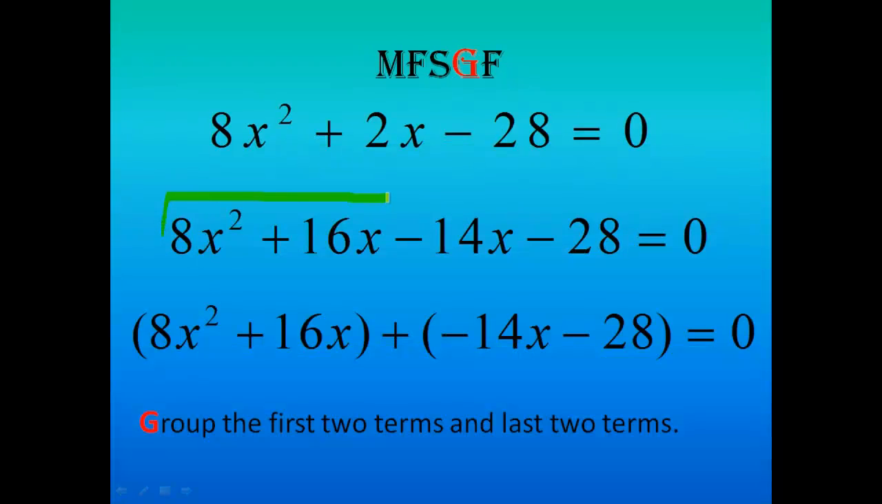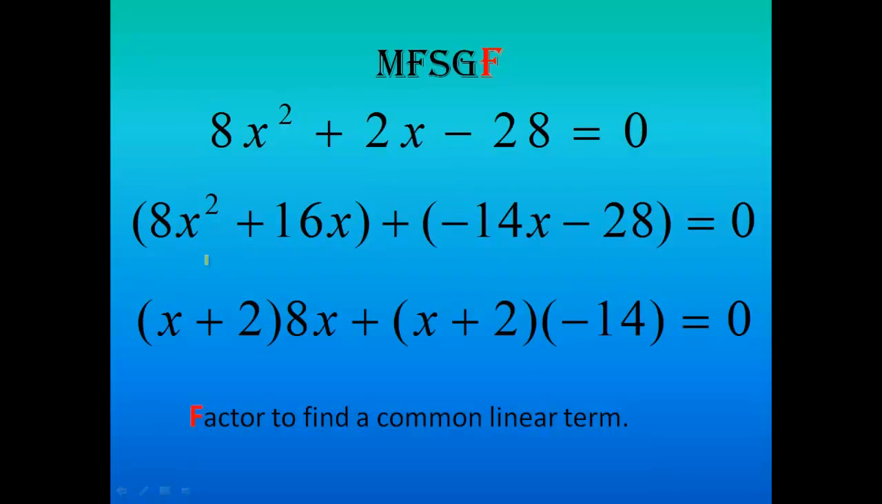I'm going to group these first two, and we're going to group these last two in this form. See, I've used parentheses here, and now I want to factor in each of those particular groups. So I looked at this first term. I see there's an 8x in both of those. Look in the second term, and I see that there is a negative 14 in both of those. Once I factor that term out, each is left with an x plus 2.